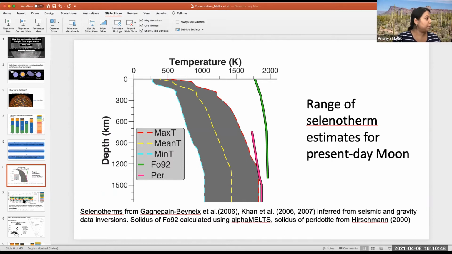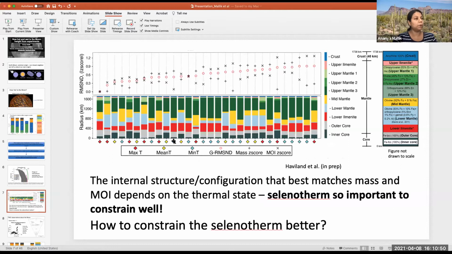Now, the point is that in order to actually constrain the interior composition better, the choice of selenotherm really matters. So here's a result from another study that I'm involved in. These are the different layers of the moon that we started with. And then what we were trying to see is which internal configuration, so which layer thickness combination, would best match the mass and moment of inertia of the moon today. This here is the z-score, which is nothing but a deviation from the actual mass and moment of inertia of the moon. So the lower the z-score, the better the match.